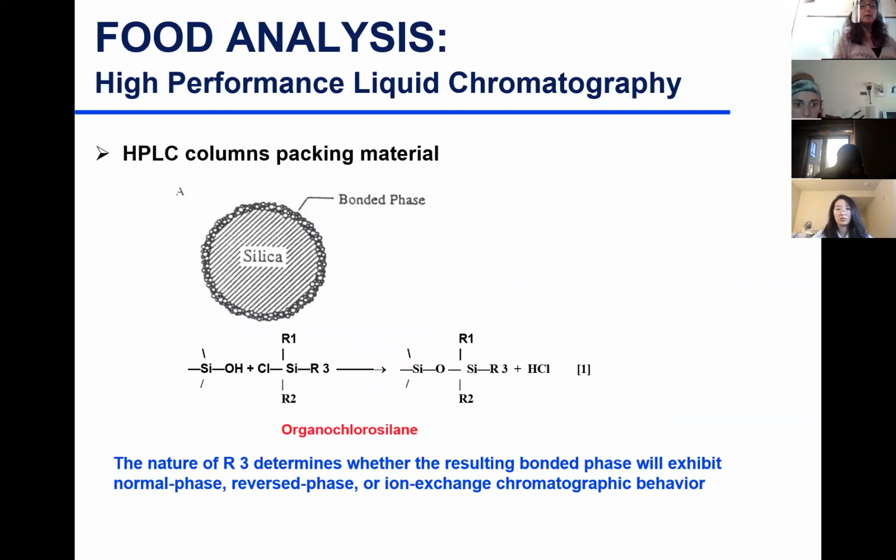So we have different types of packing material, or your stationary phase. Sometimes your packing material is silica, but bonded silica. So whatever is bonded to the silica, for example, in this case, an organochlorosilane with the R3 group here, this R group can be derivatized to be a nonpolar group, a polar group, or an ionic group. So it defines what your stationary phase is. That we call a bonded phase. So the silica is bonded to your actual functional group.